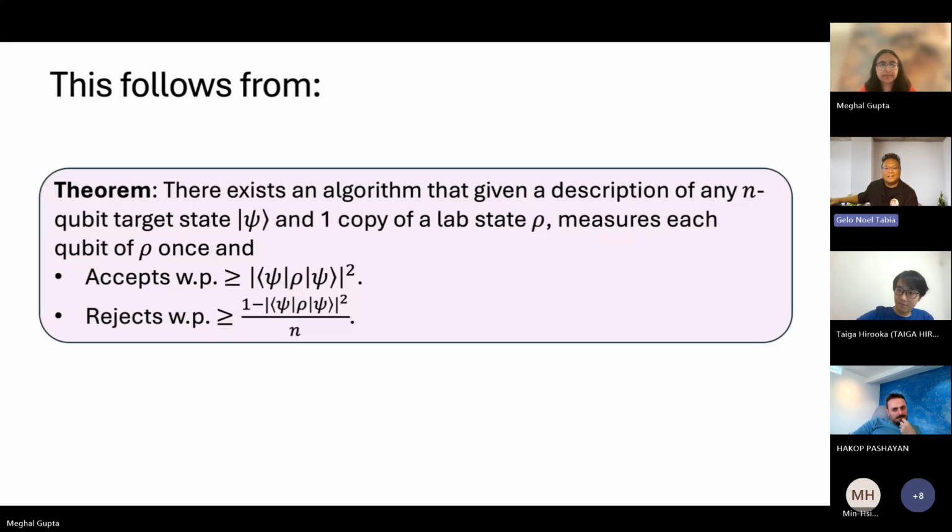Yeah, just quickly, I guess you'll clarify this later. The algorithm is adaptive as you measure every qubit, it seems, but it's not adaptive across many copies. Yeah, it's not adaptive across the copies. So you can do all of that in parallel.